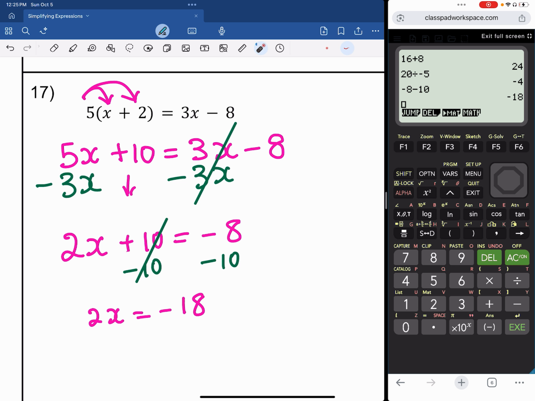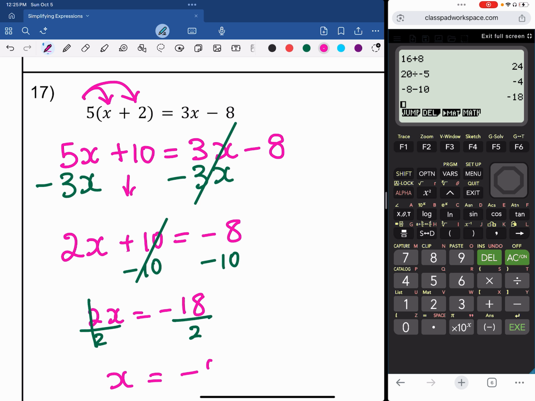Last step here to get x completely by itself is to divide both sides by 2. So I'm going to divide both sides by 2. This is going to cancel out, and we're going to be left with x is equal to -9. And that's our final answer.